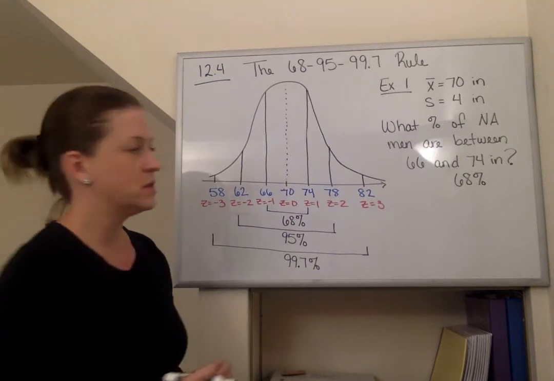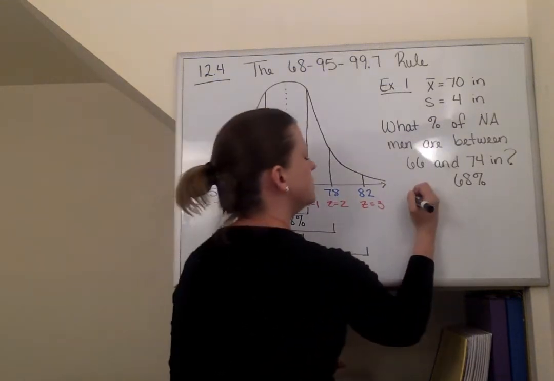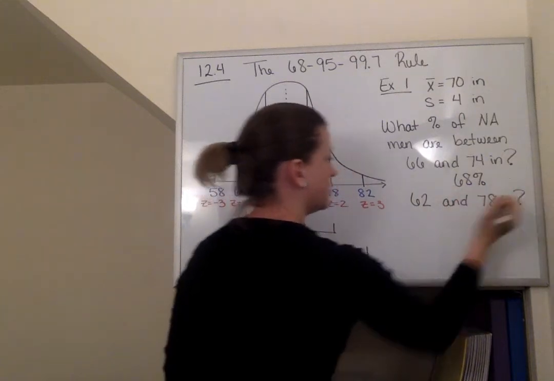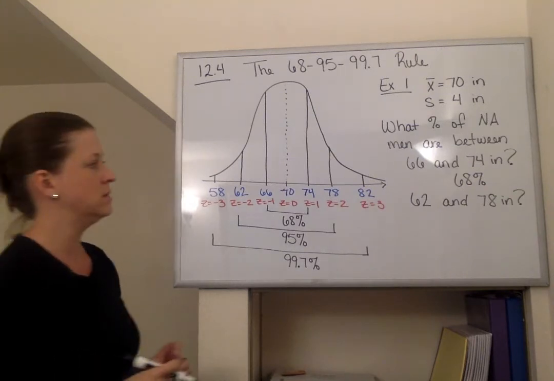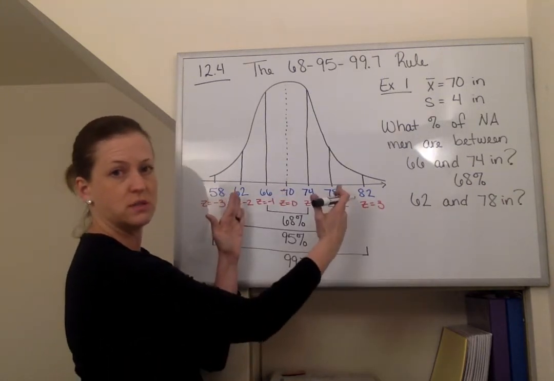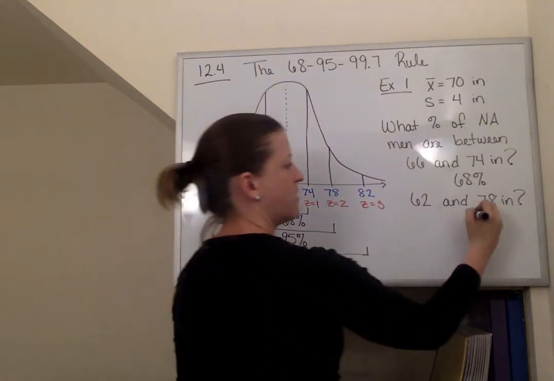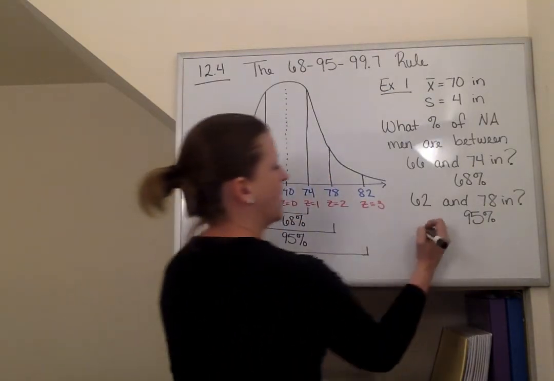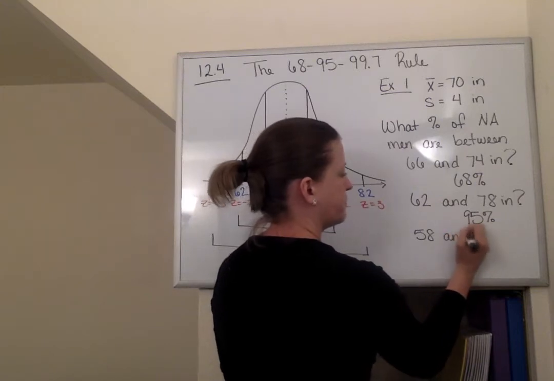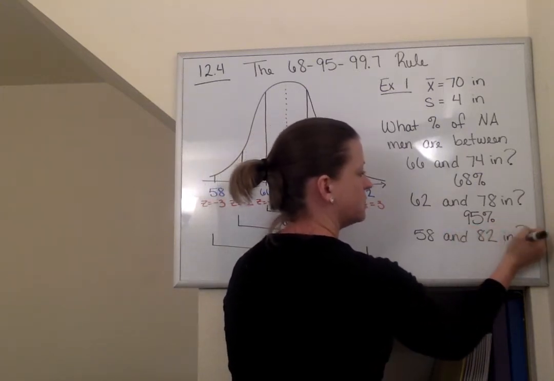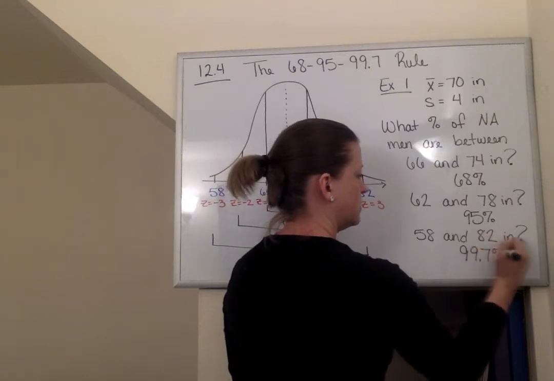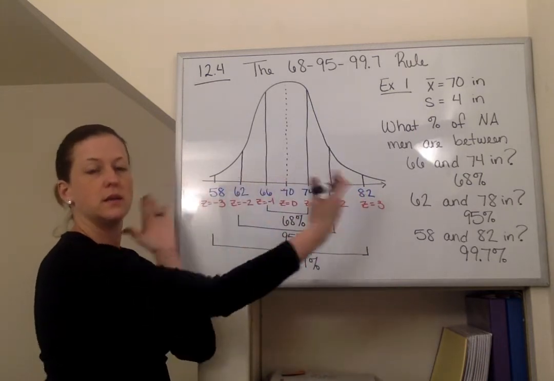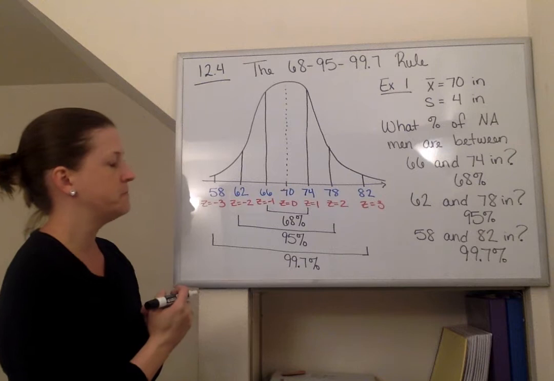All right. So what about between 62 and 78 inches? So now we've gone 2 standard deviations in both directions. So that's 95%. And then what about between 58 and 82 inches? That would be 99.7% because you've gone 3 standard deviations less than and greater than the mean, okay?